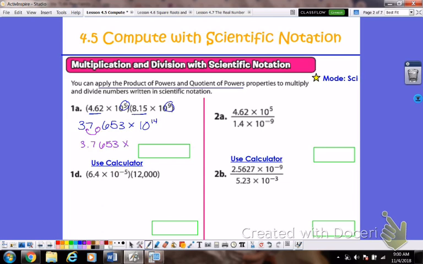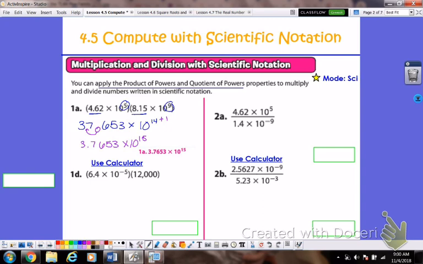3.7653 times 10. Now, if we move that 1 to the left, this needs to go up by 1, showing that it's a larger number. So times 10 to the 15th. We double check. And yes, we are correct. So what you do here to do it by hand, we would multiply our leading terms and then add the exponents and then just double check that your decimal is in the right place. If you had to move it, make sure you change your exponent with your 10.